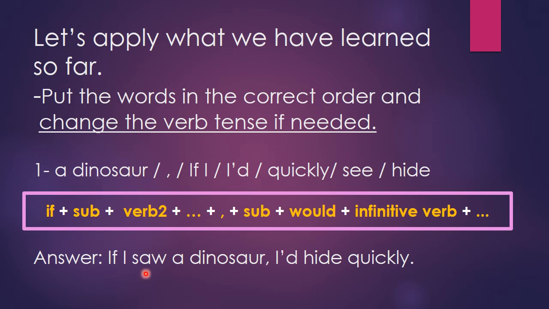So if I saw a dinosaur, comma, I need another subject with would. So here it is, I would. Then the infinitive verb, hide, as it is. I don't change anything because it's already infinitive. So I would hide quickly. Quickly is the rest of the sentence, and it's an adverb that describes the verb hide. So the answer becomes: if I saw a dinosaur, I would hide quickly.